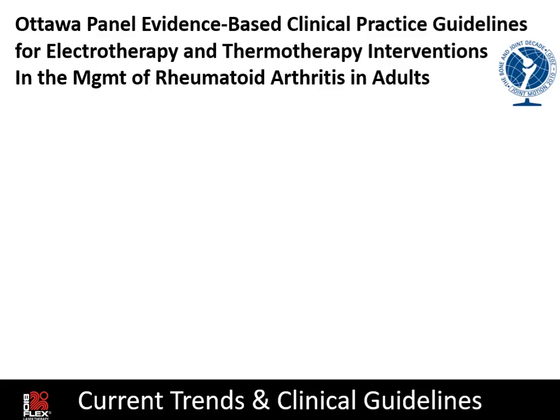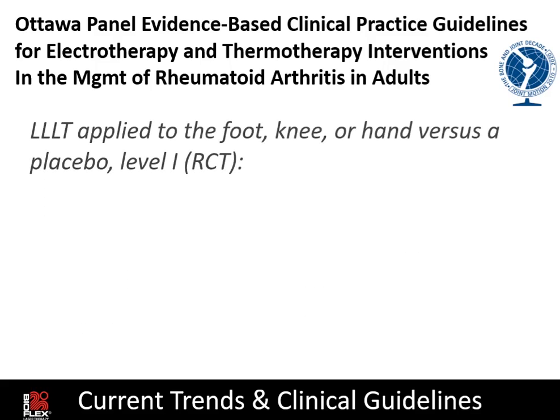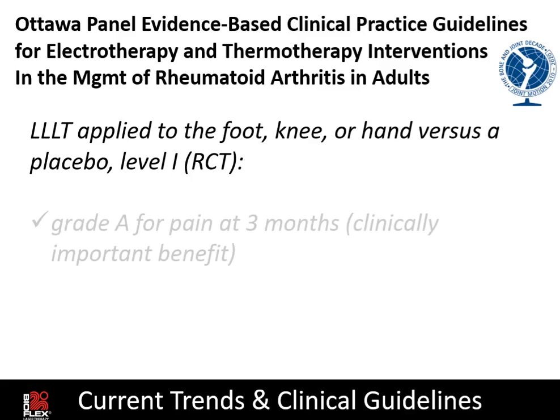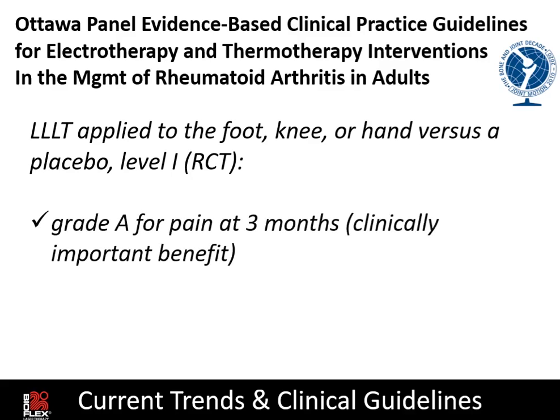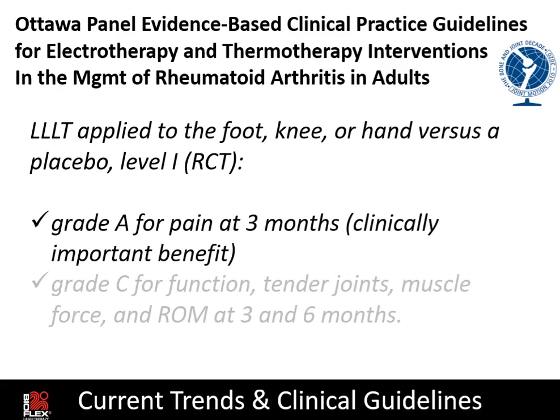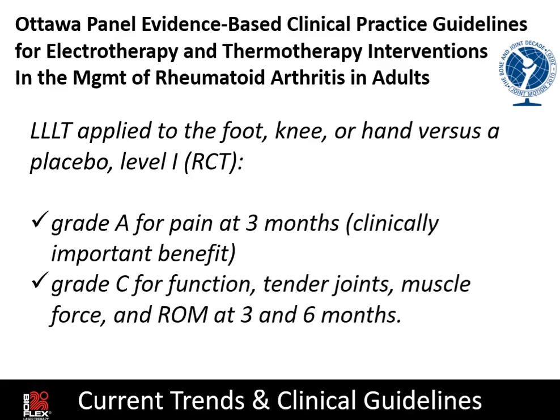The Ottawa panel for evidence-based guidelines for rheumatoid arthritis in adults also looked at low-level laser therapy, and they concluded that there was grade A evidence for pain at 3 months, and grade C, which is mild but still significant, for tender joints, muscle force, and range of motion at 3 and 6 months. And the Ottawa panel actually recommended LLLT for patients with chronic RA.